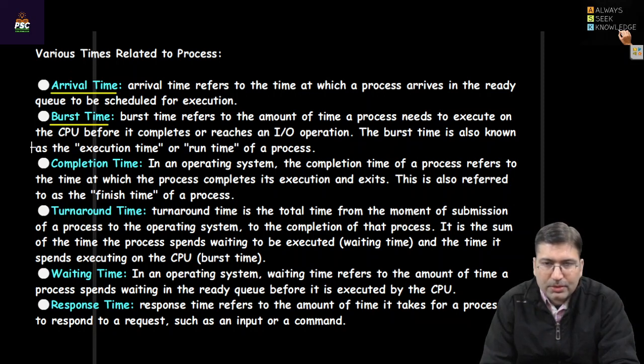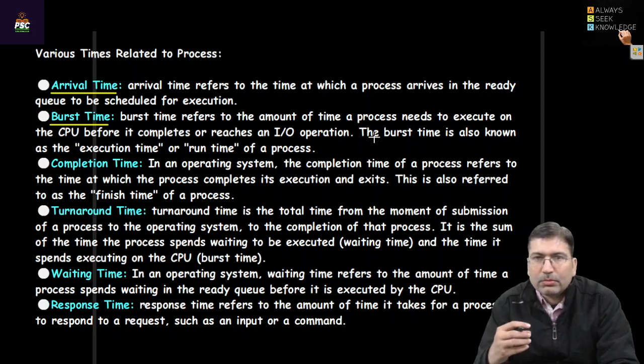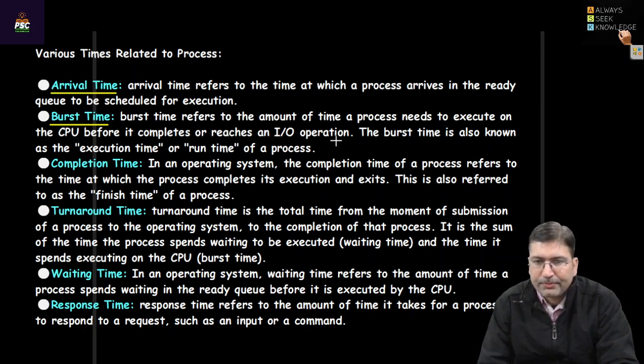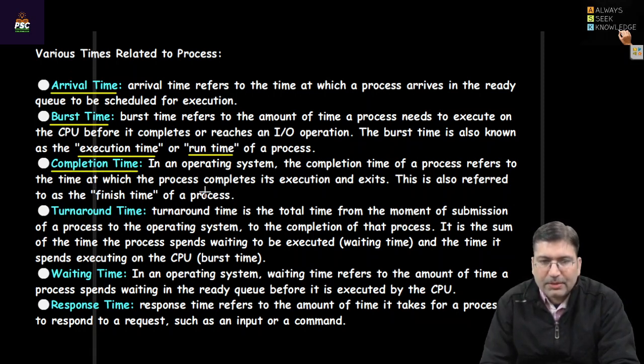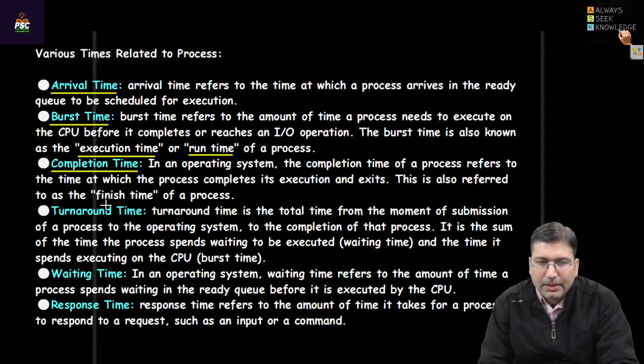The burst time is also known as the execution time. So the burst time represents the number of cycles required to execute the process. So that is the required burst time, right? It is also known as the execution time, as I already told you, or run time. Then the next time is completion time. It is a particular time when a process finishes its lifetime. That moment of time we consider as the completion time of the process, right? It is also referred to as the finish time of the process.